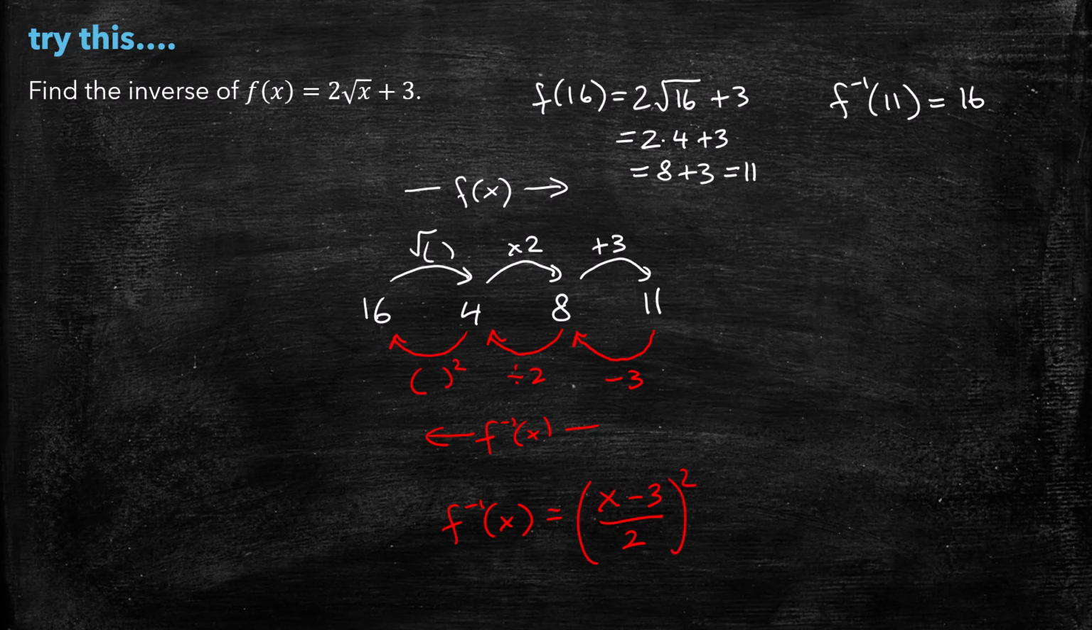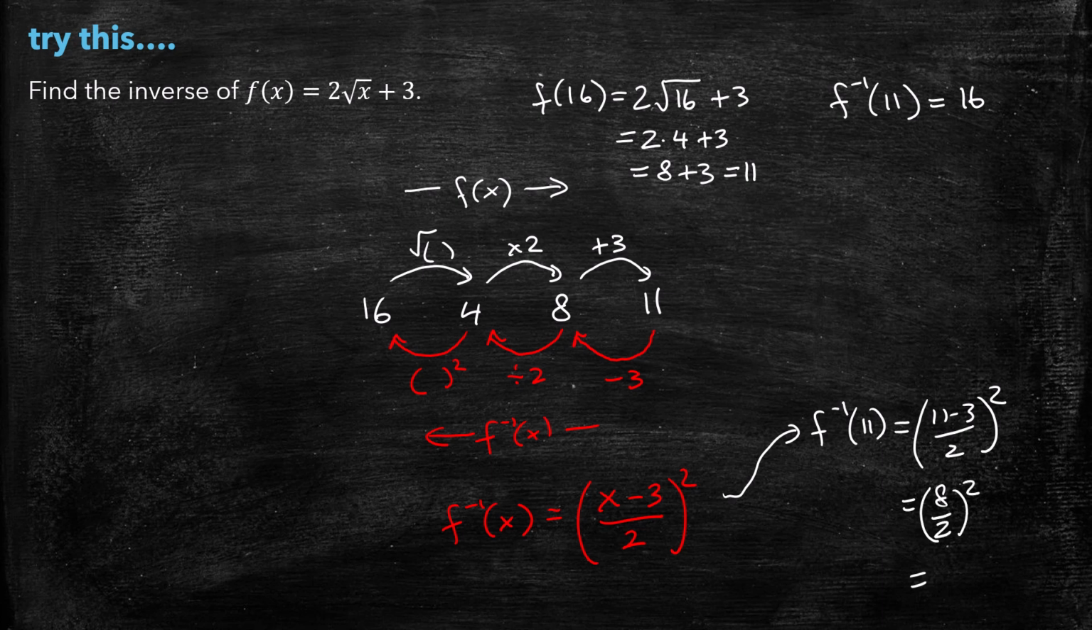So let's see how we did. Maybe I'll just go back to white for now, just to make it a little easier to read. Let's check. If we put 11 into here, so 11 minus 3 over 2 squared, 11 minus 3 is 8. 8 over 2 is 4. 4 squared is 16. And that matches what we wanted. And there we have it. We created the inverse function by reversing the steps of the original function.